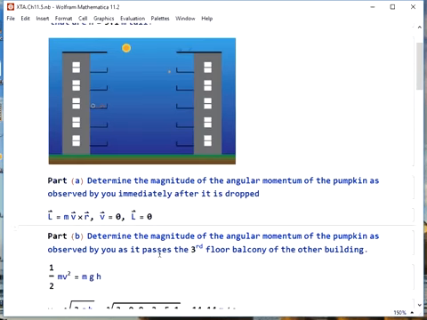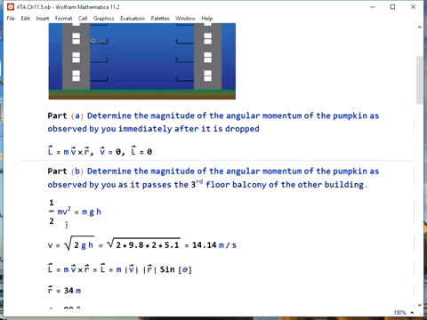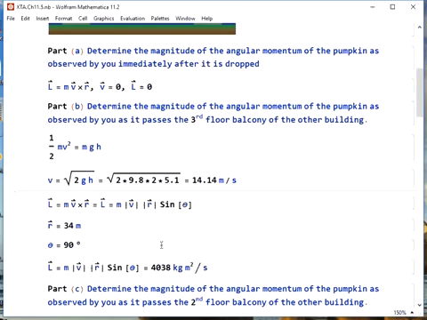Part B, determine the magnitude of the angular momentum of the pumpkin as observed by you as it passes the third floor balcony of the other building. Here we can use KE equals PE, solve for the velocity. 2 floors is our drop, and we get 14.14 meters per second.